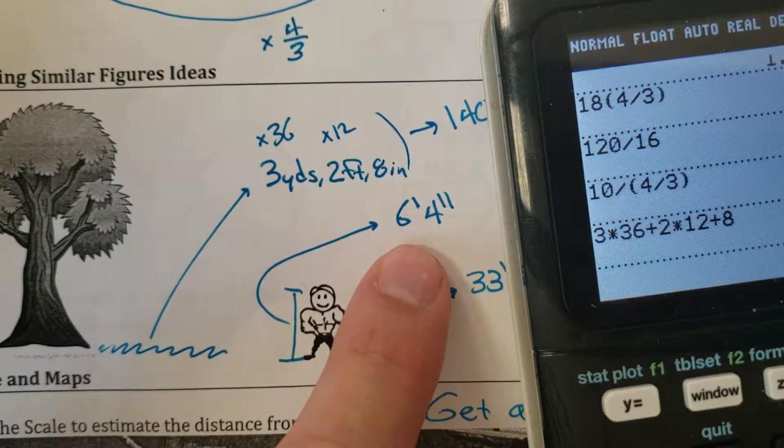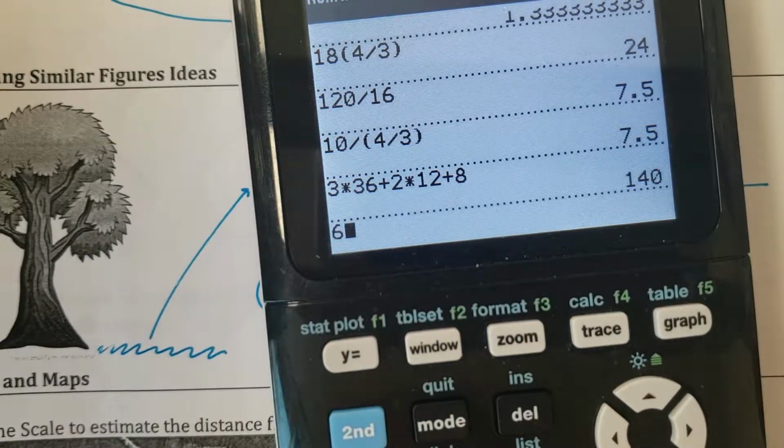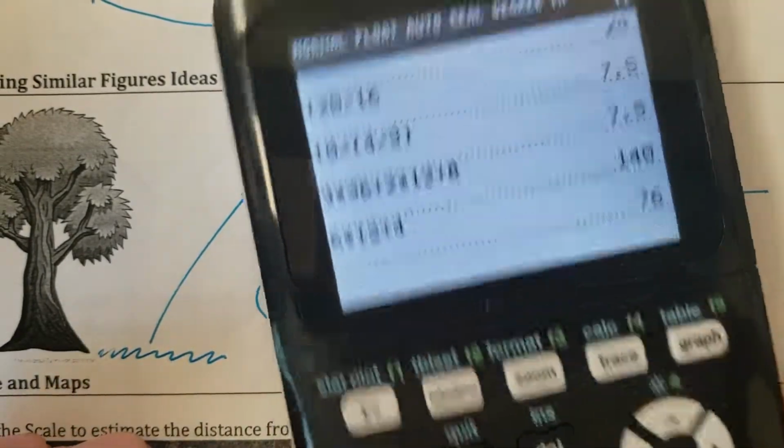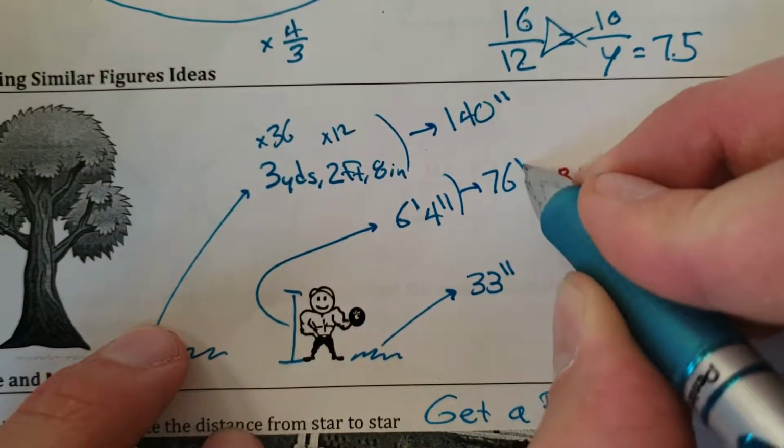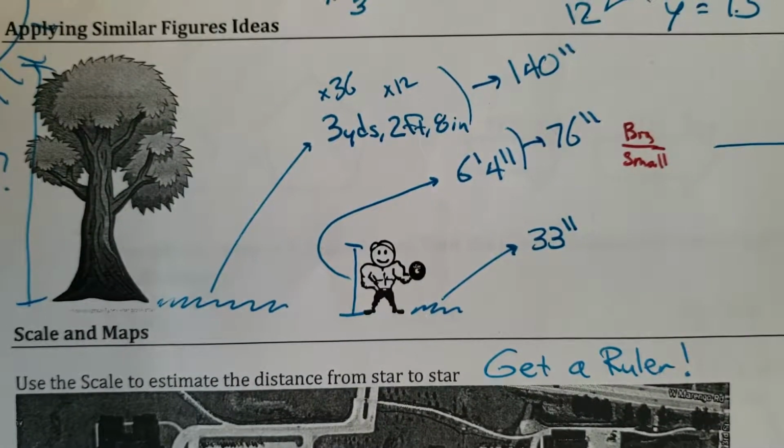All right. The height of this person who looks to be holding a dumbbell and is extremely handsome looks like this person is 6'4", so 6 times 12 plus 4 inches is 76 inches. Okay, cool. Do we have everything in inches?